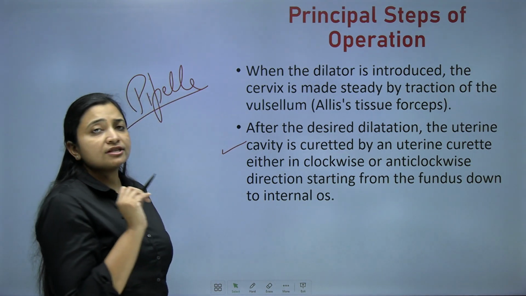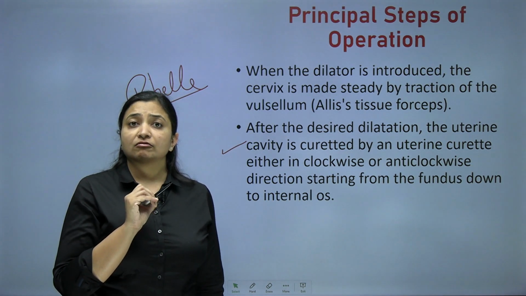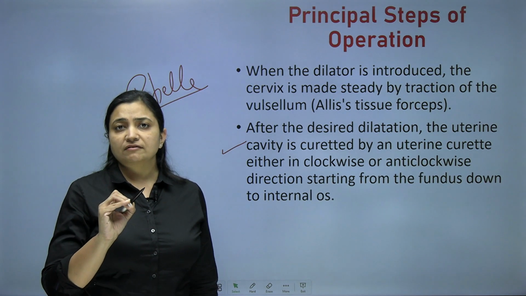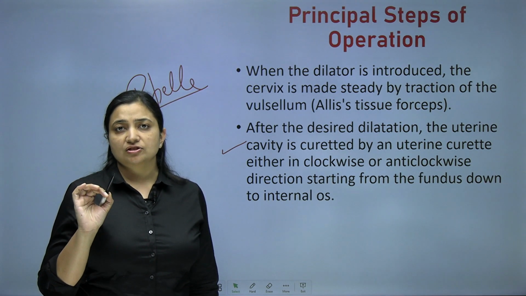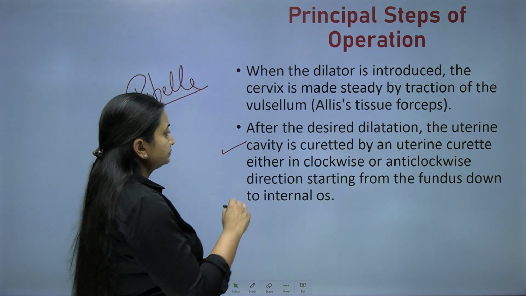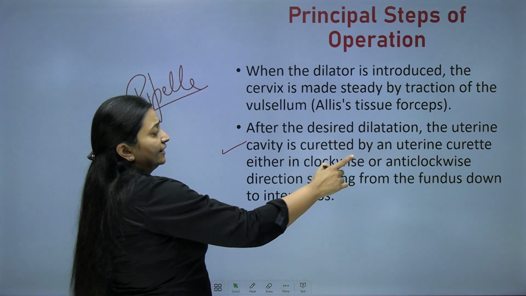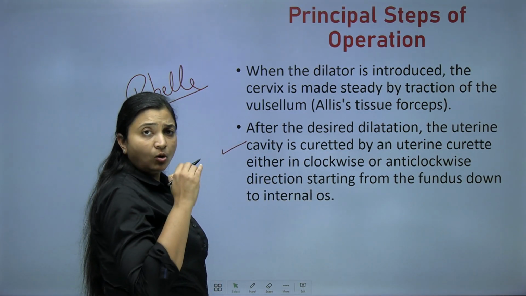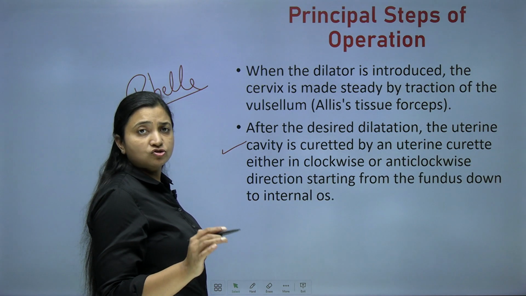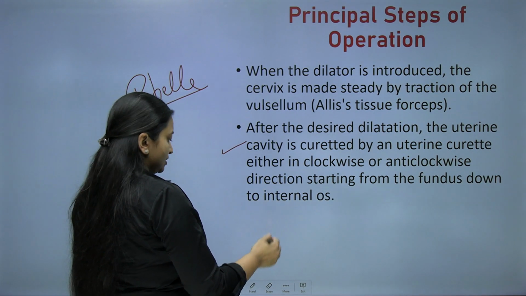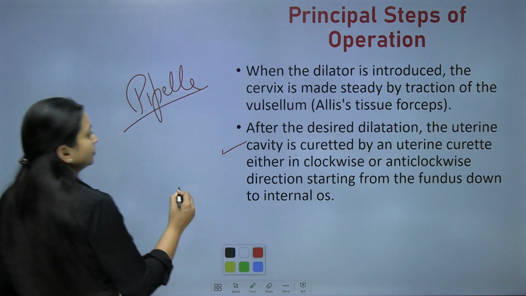And the cervix is the only thing which has those pain sensations. Once you are through the cervix, in the uterus there is no pain sensation. So the dilatation is the most painful part of the procedure. After the desired dilatation, the uterine cavity is curetted by a uterine curette, with all the instruments we have discussed in our DNC instruments lecture, either in a clockwise or anti-clockwise direction, starting from the fundus. This is important.